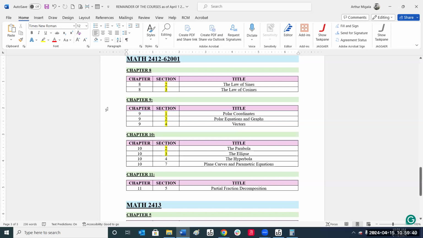Even though in calculus, we really don't deal much with polar coordinates in calculus 1 and calculus 2. Laws of sines, yes. Parabolas, ellipses, hyperboloids, yes. And partial fractions, definitely. So out of the importance of this, this is the least important. Oh well, we'll see what we get.